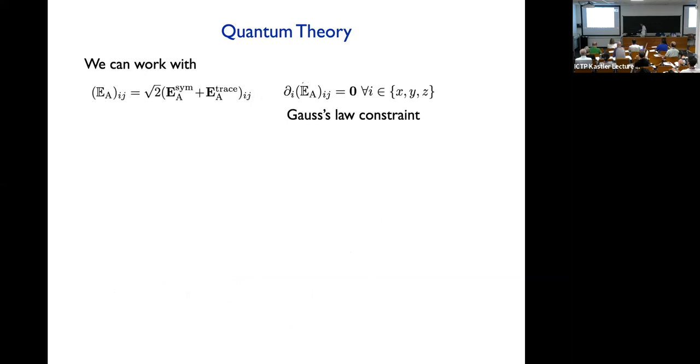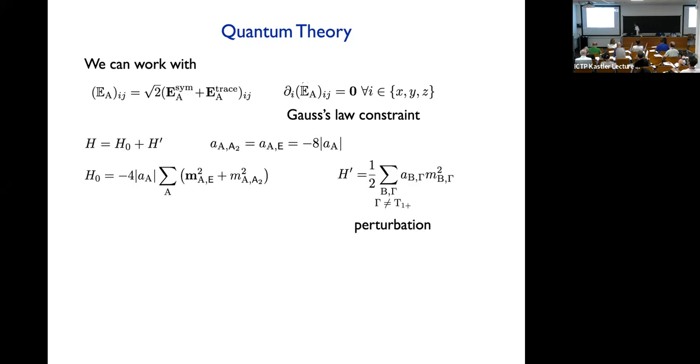Okay, so let's talk about a quantum theory. So we are gonna work with the theory. I'm gonna define this new electric field as a sum of a symmetric piece and the part that has a finite trace, and then they satisfy this Gauss law constraint. Okay. So now I want to rewrite this model. Remember that I'm basically keeping two normal modes. It's what we call E mode and A2 mode, and they have the same mass.